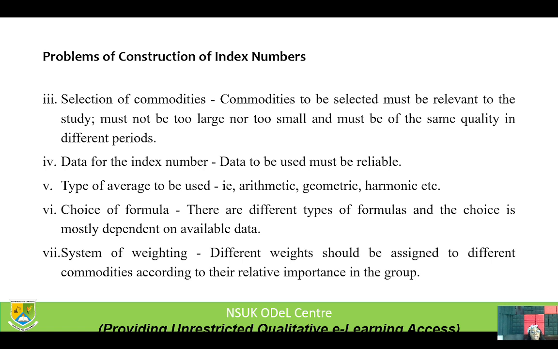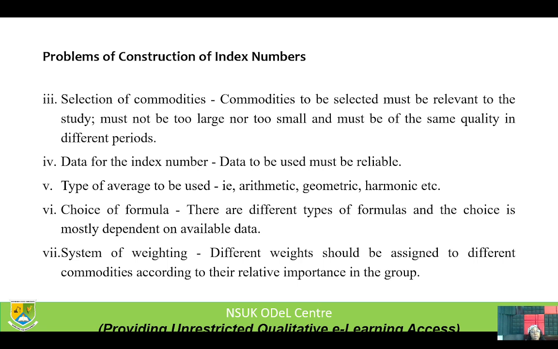3. Selection of commodities. Commodities to be selected must be relevant to the study. They must not be too large nor too small, and must be of the same quality in different periods. 4. Data for index number. Data to be used must be reliable.